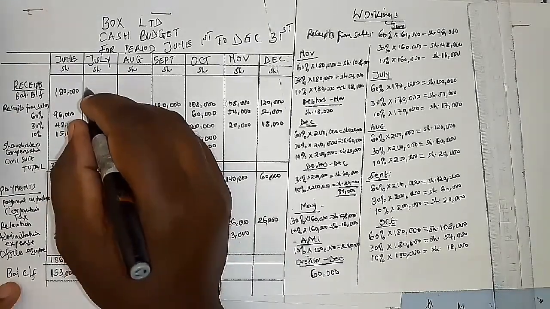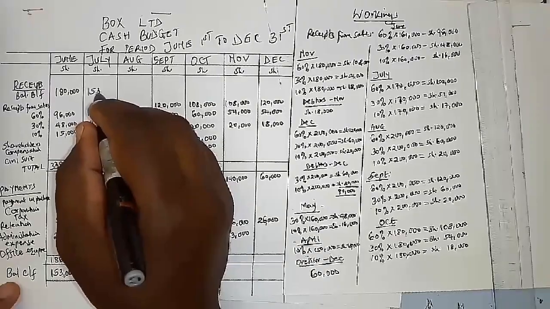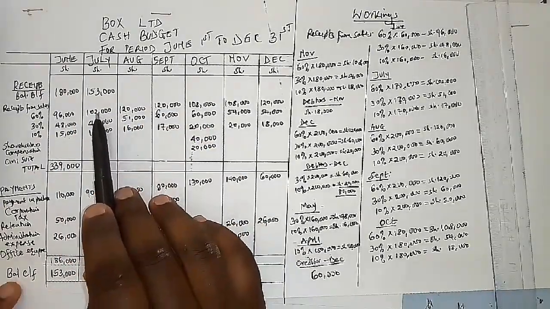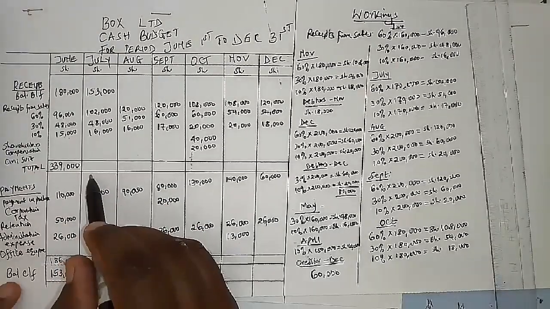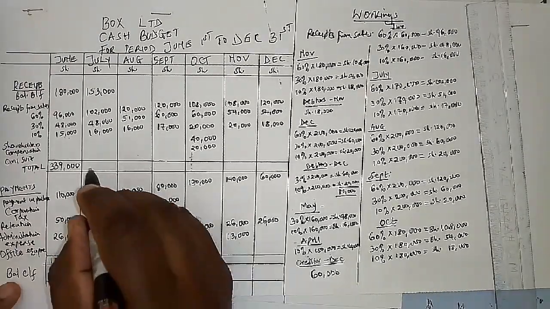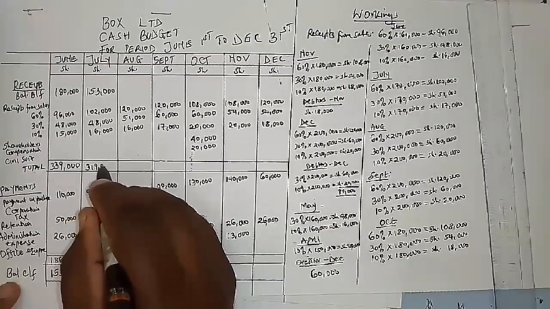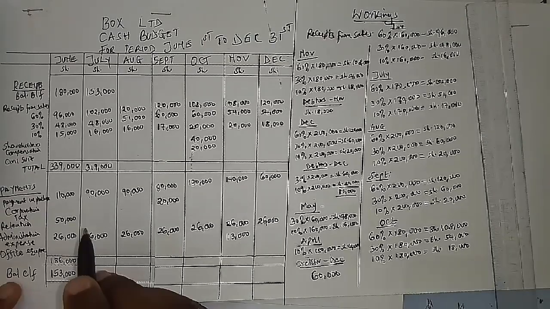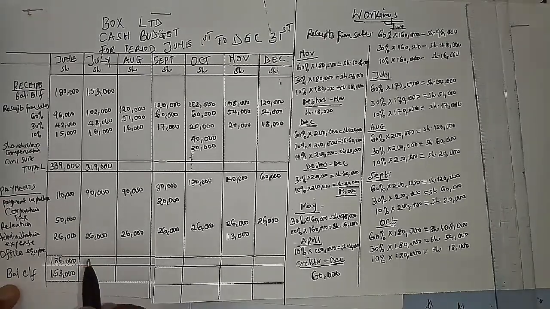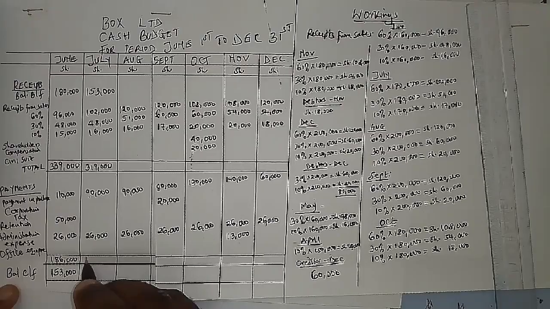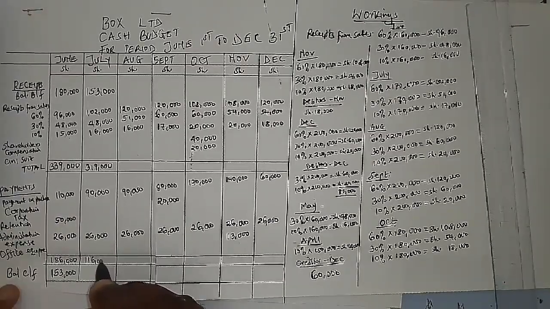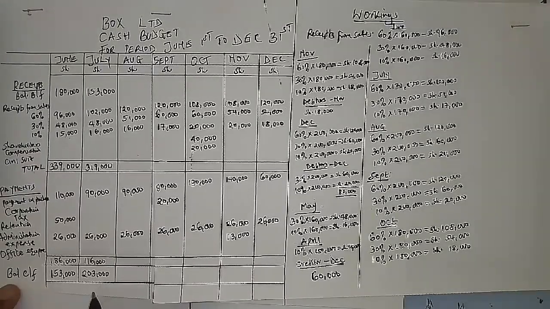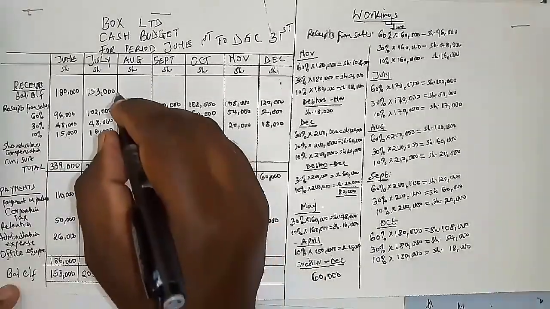When we go now to the next month of July, the balance carried down shall be the balance brought down, 153,000. So take 153,000, add the receipts here, then we shall get a total of 319,000. Those are the total receipts. Now let us go to the total payments. Total payments will be 116,000. Now for the 103,000, so 103,000 will be carried forward to the month of August.